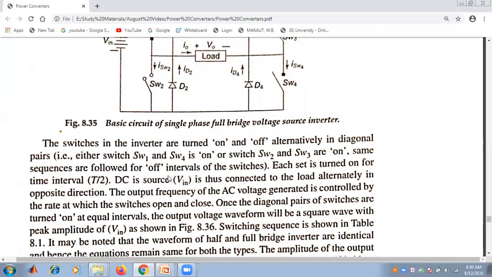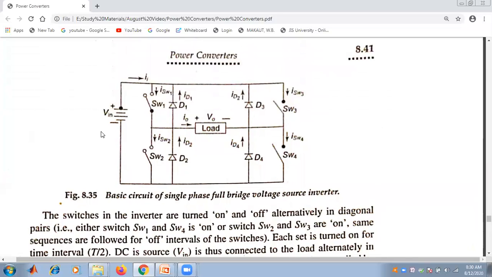So the DC voltage source, that is V in, is connected to the load in an alternating manner, that means in the opposite direction. The output frequency of the AC voltage that is generated can be controlled by the rate at which the switches open and close. With the help of this, we can control the frequency of the generated AC voltage.